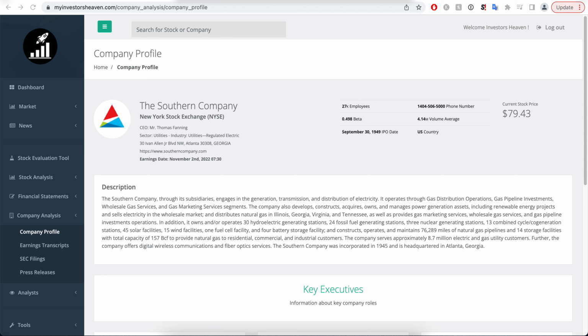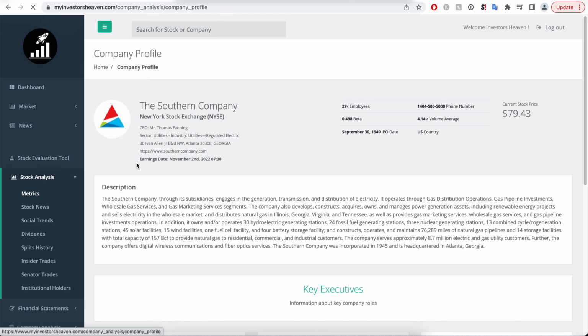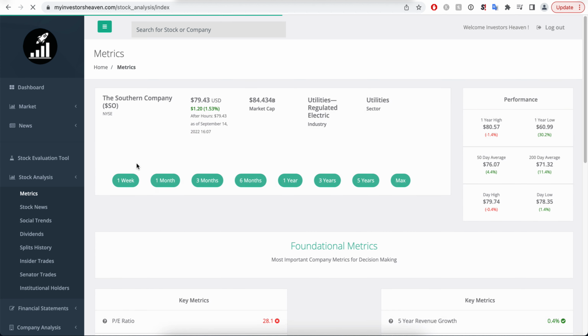This is a company that is basically a utility company, and it has to do with distribution of electricity, generation and transmission as well. A very, very well-known utility company in the US, operating in Georgia. Now, we're going to be examining the details of this company and see whether it's a good addition to a portfolio, especially since it is a dividend stock.